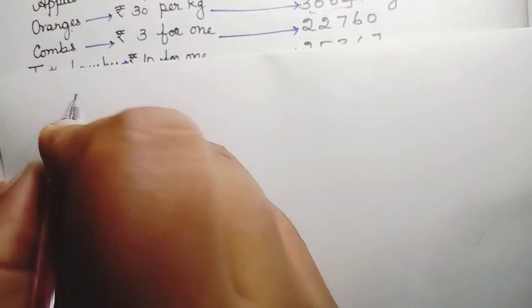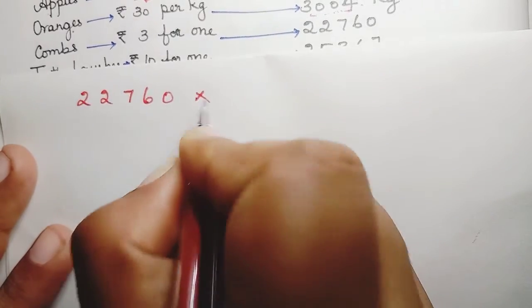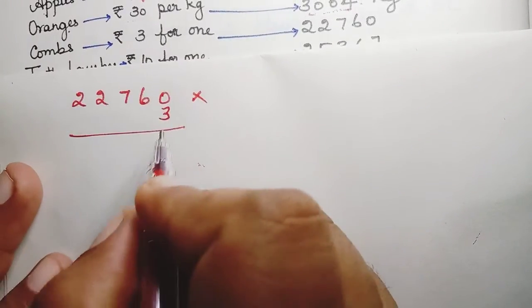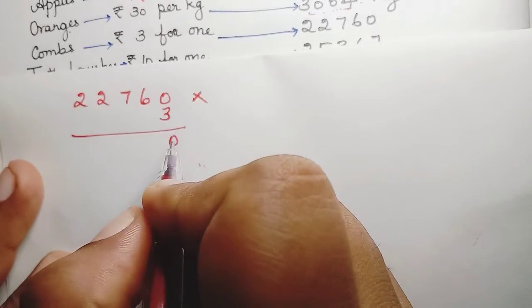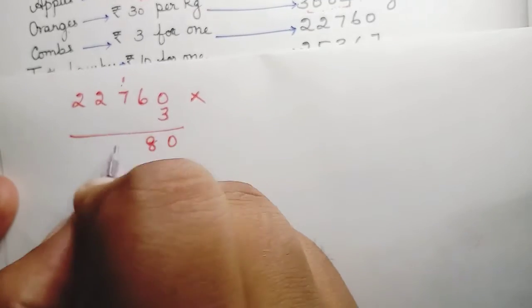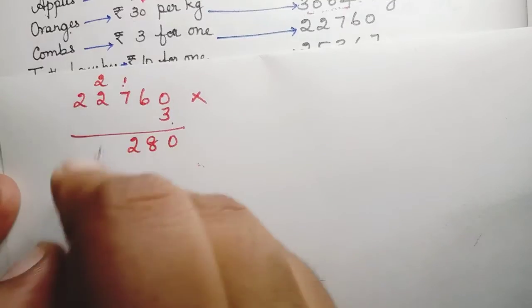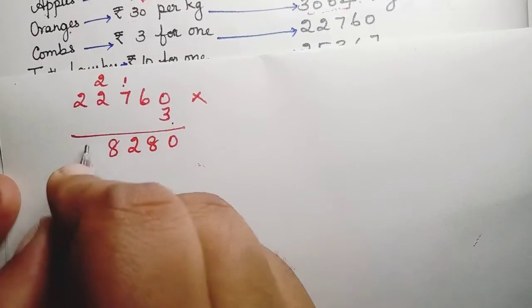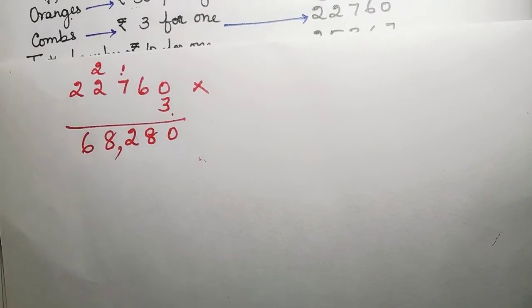So 22,760 into 3. 3 into 0 is 0. 6 3s are 18. Write 1 here. 7 3s are 21. 21 plus 1 is 22. 2 here. Then 2 3s are 6, 6 plus 2 is 8. 2 3s are 6. Okay, so the answer is 68,280. Write it below.